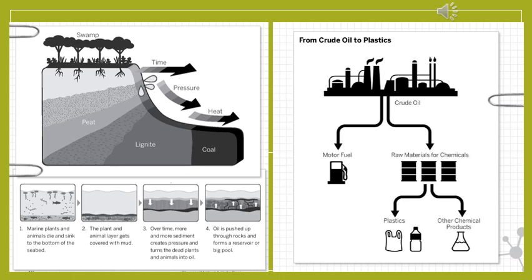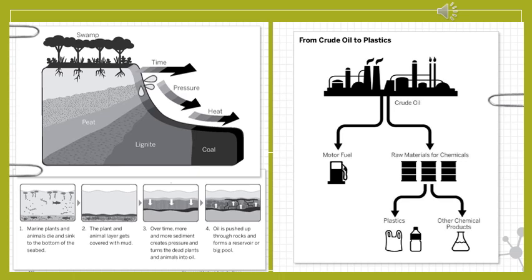The plant and animal layer gets covered with mud. Over time, more and more sediment, like sand, creates pressure and turns the dead plants and animals into oil. Lastly, oil is pushed through the rocks and forms a big reservoir or big pool. So oil naturally will form together because it's more of a liquid and will seep through.